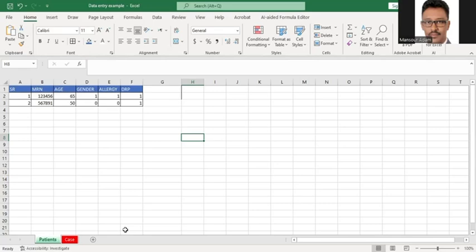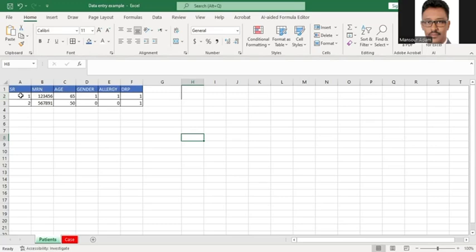As you can see here in the Excel screen, we have two sheets. One sheet is green, the patient sheet, and the other sheet in red is the cases sheet. Okay. So for this example, I will just take only two patients. Very briefly, this is just an example, just to show you how to go with data entry. All right, so let's say this is what I have.